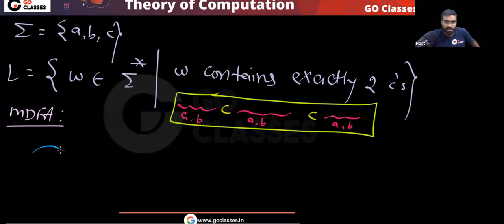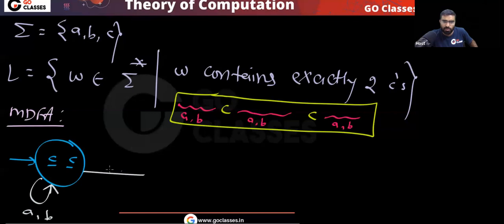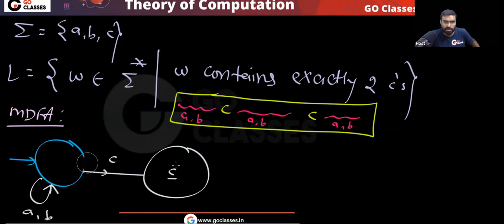So you can see in the initial state, we are waiting for 2 C's, right? Yes or no? If A, B are coming, you can ignore. If C comes, then you will wait for 1 C. Yes or no?